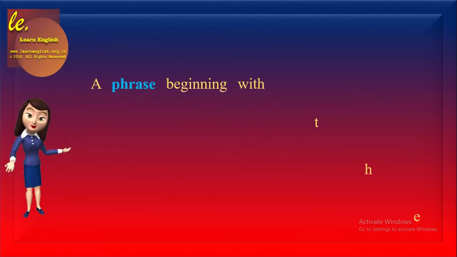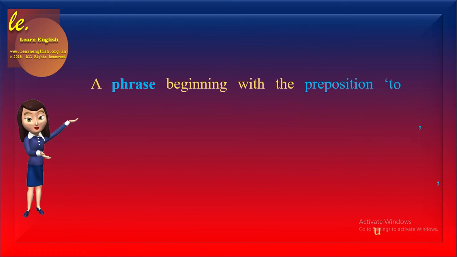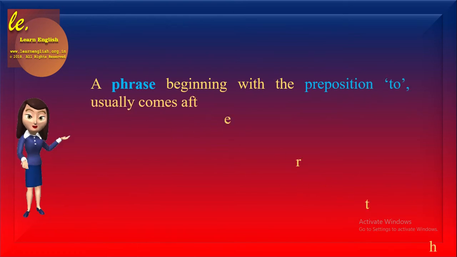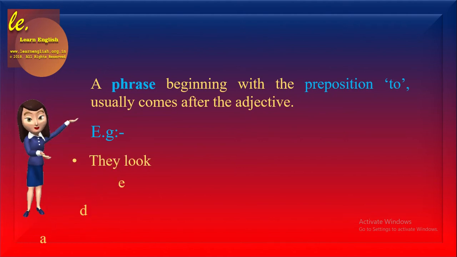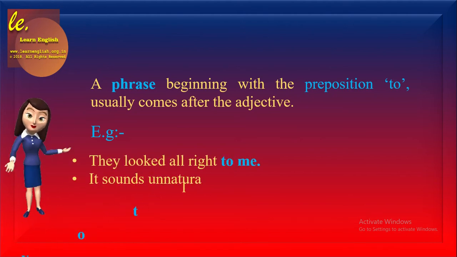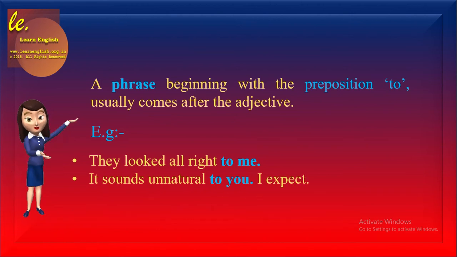A phrase beginning with the preposition to usually comes after the adjective. Example: they looked all right to me. It sounds unnatural to you, I expect.